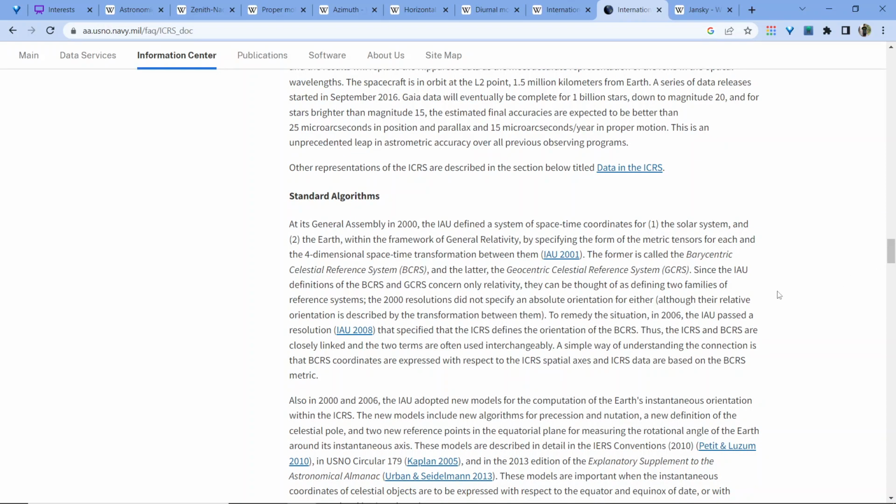To remedy the situation, in 2006 the IAU passed a resolution, IAU 2006, that specified that the ICRS defines the orientation of the BCRS. Thus the ICRS and BCRS are closely linked, and the two terms are often used interchangeably. A simple way of understanding the connection is that BCRS coordinates are expressed with respect to the ICRS spatial axes, and ICRS data are based on the BCRS metric.